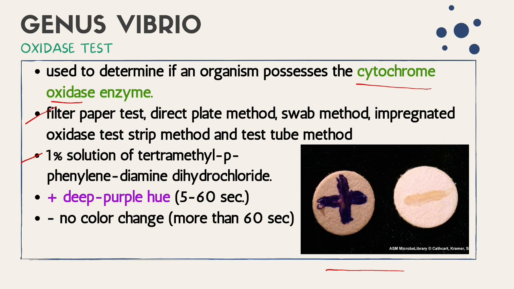After that, we just touch the particular bacterial colony to that filter paper, and within 5 to 60 seconds, if the organism has cytochrome oxidase, the appearance of a deep purple hue is observed. Negative is no color change after more than 1 minute.